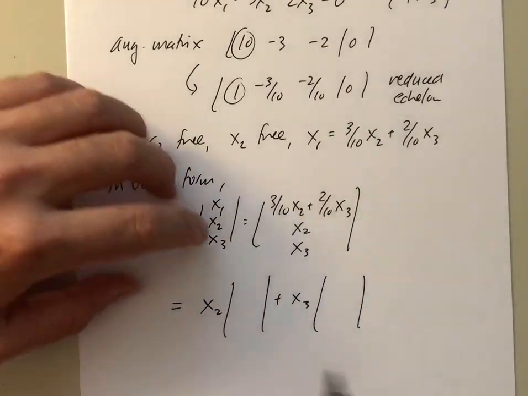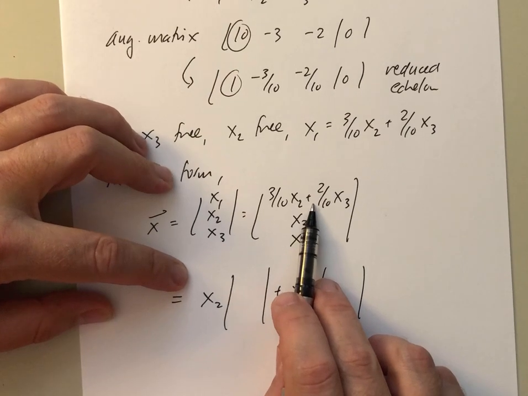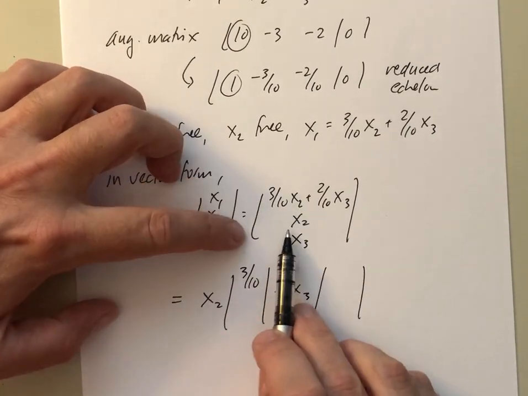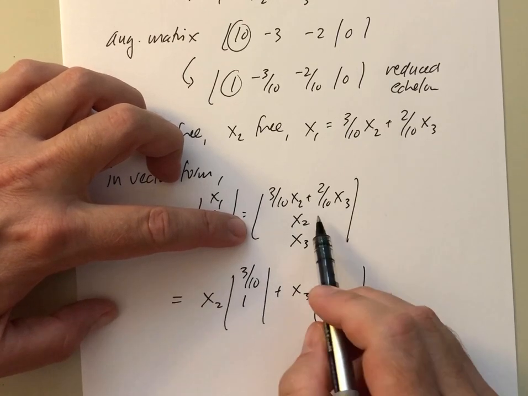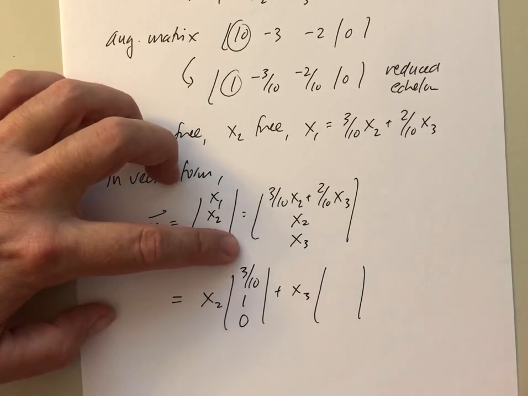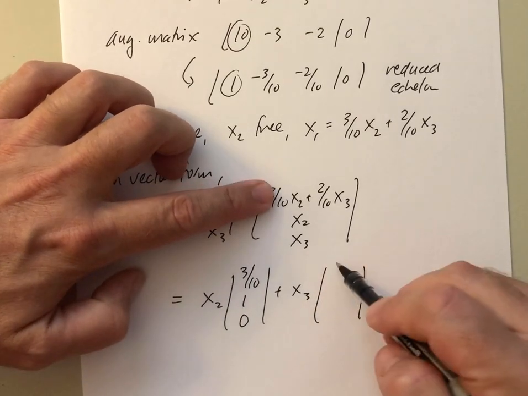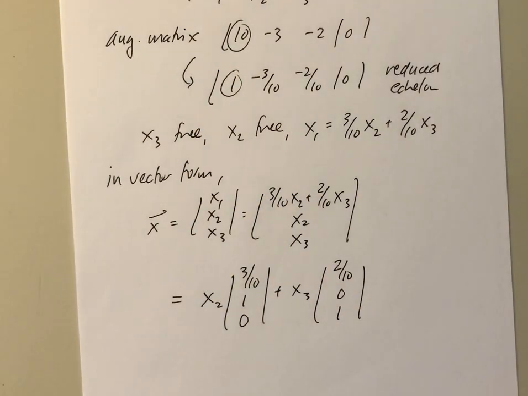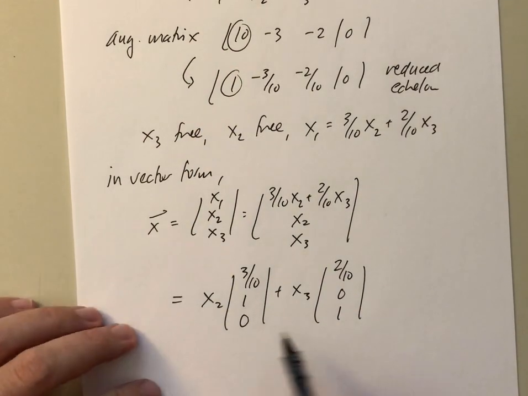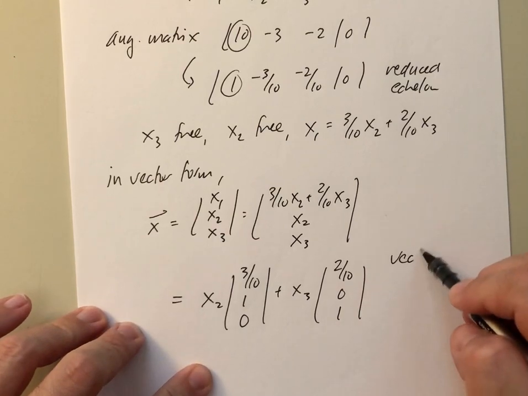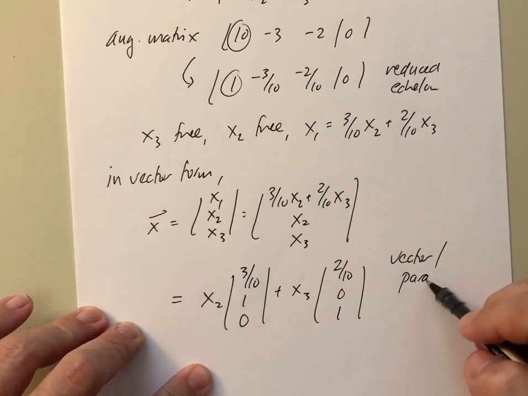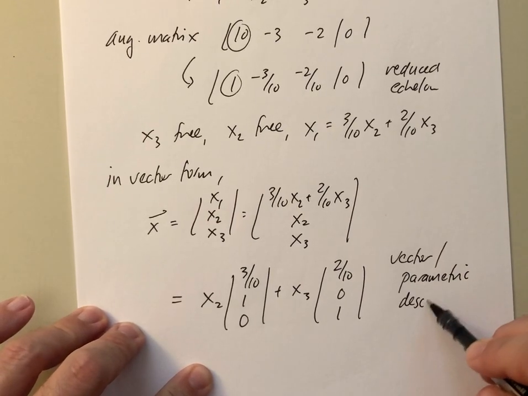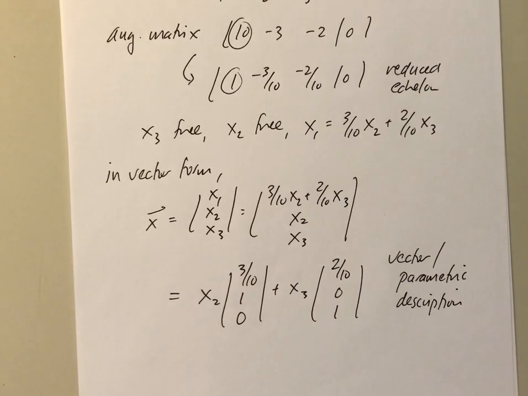So if I look at this vector, how much x2 is in the first coordinate? There's a 3/10 x2. How much x2 is in the second coordinate? There's 1 x2. How much x2 is in the third coordinate? None. Similarly, for x3, I've got a 2/10 in the first coordinate, no x3 in the second coordinate, and 1 here. So this is the vector parametric description. I'm going to use both of those words because I think the book moves back and forth. This is the description of the solution set.